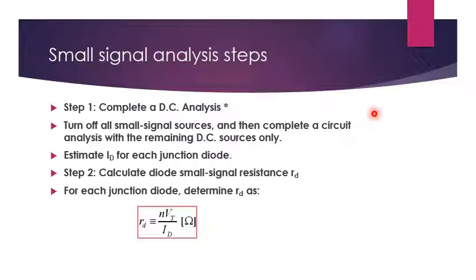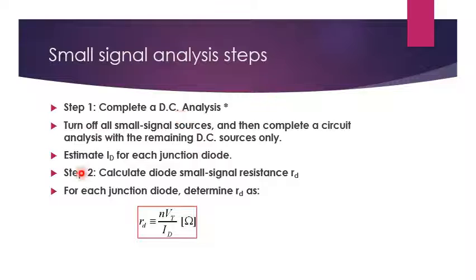You have taken an active device. Either it can be a diode or you can take any transistor, FET, whatever it is. But how will you achieve the small signal step by step? Okay, so the first step is to complete a DC analysis.